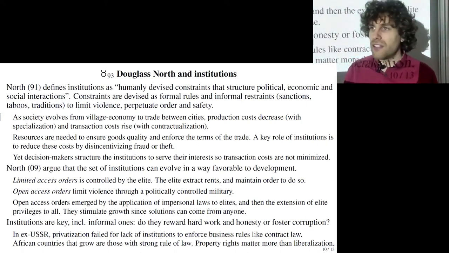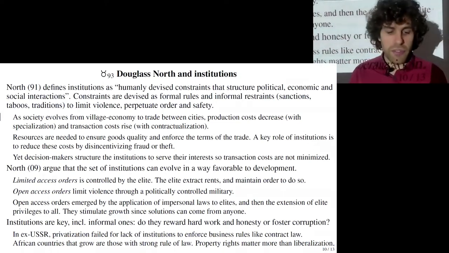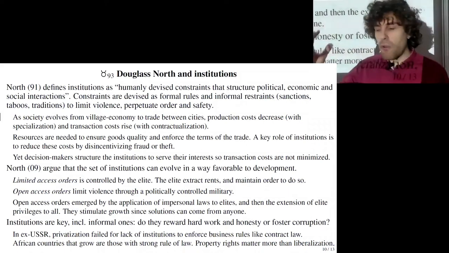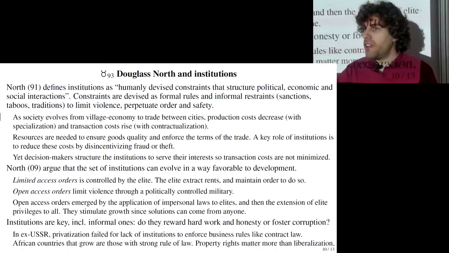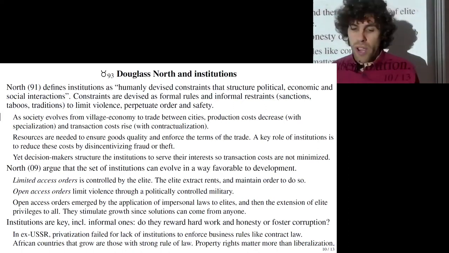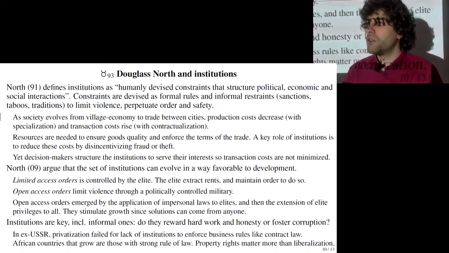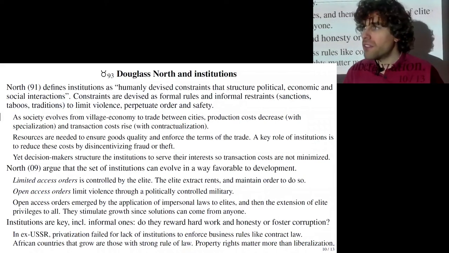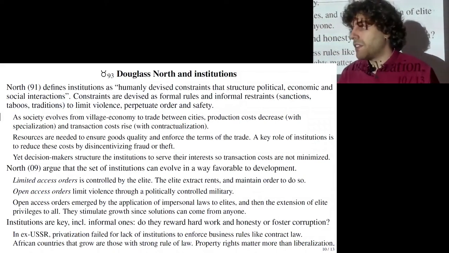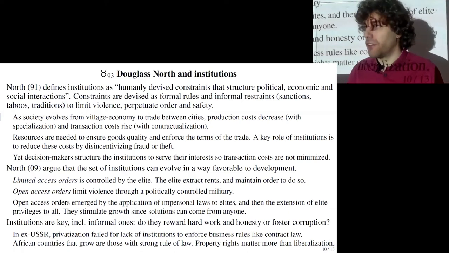And we can analyze the success or failures of the development in certain countries through the lenses of institution. For example, at the fall of the USSR, everything was privatized from one day to the next in a kind of chaotic way. And there were no institutions, either formal or informal. There was no habit of contract law, of laws that enforced property rights, of basically there was no rule of law that would make every business on a level playing field.